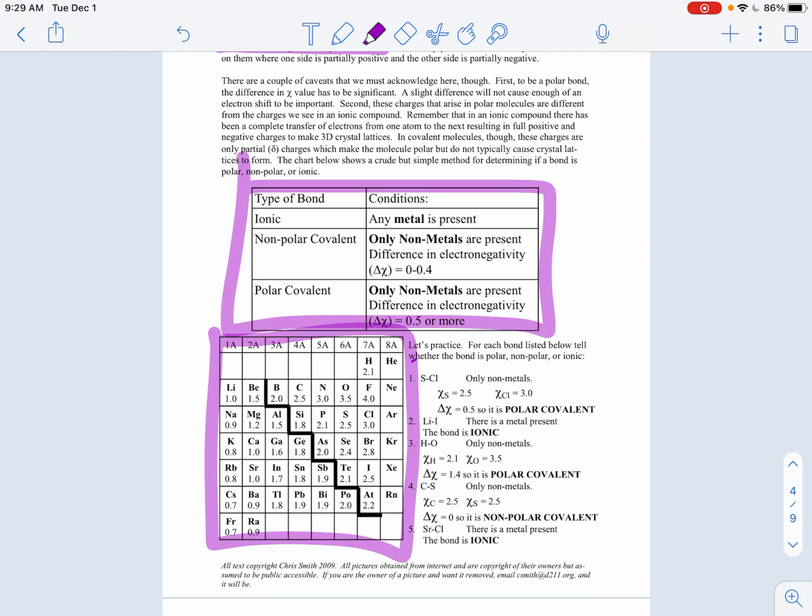Find out if we need to draw an arrow. If we do, draw them in. Draw in the arrows. See if they cancel out. If they cancel out, non-polar. If they don't cancel out, polar.